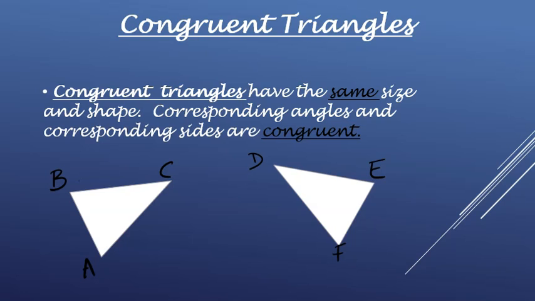Now, what does congruent mean? Congruent is simply another fancier way to say that they are equal. They have the same exact measurement.